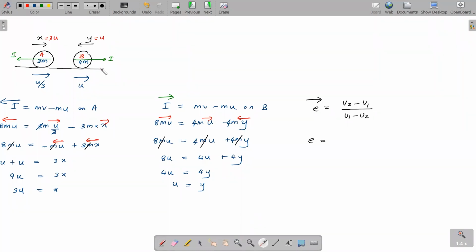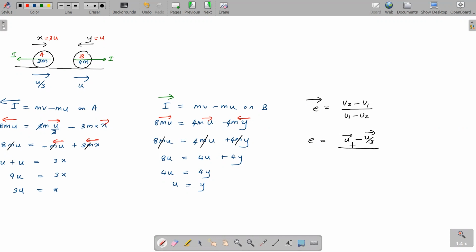V2 minus V1. So let's say the X is U1, the Y is U2. Initial speeds are U1, U2. Final speeds are V1 and V2. Is that okay? So according to what I have marked, V2 is U, minus V1 is U over 3. So directions are okay. They agree with the original direction that I've used as positive.